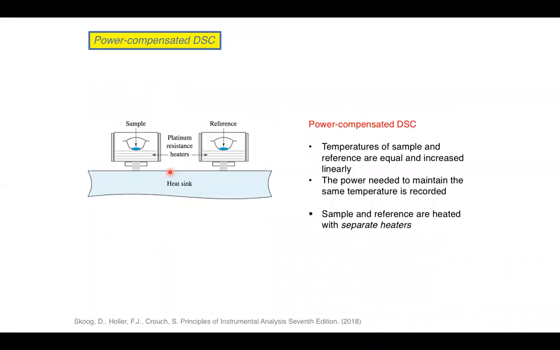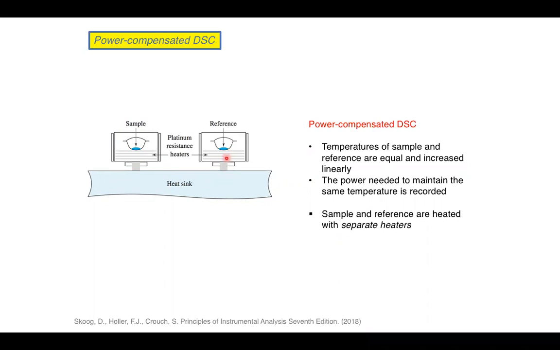So in power compensated DSC, the temperatures of the sample and reference are equal and increased linearly. We increase the temperature by 1 degree Celsius per minute, and we measure how much energy is required to continue heating at 1 degree Celsius per minute.